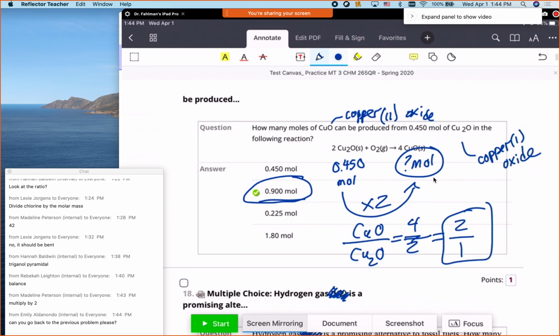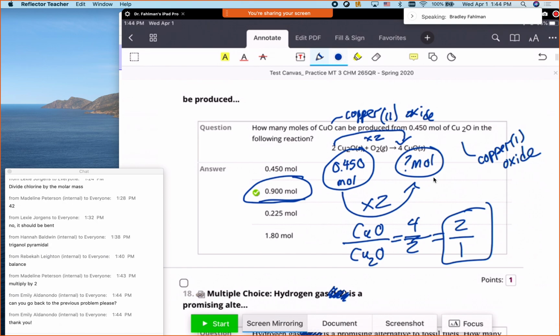Yeah, so you were told moles of this, and so it's a 2 to 4 ratio. In other words, it's twice the number of moles of that product. So that's why we have to multiply by 2.